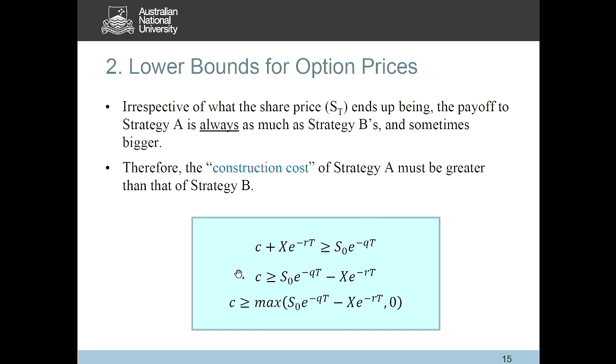Now, if you rearrange this equation, you get the lower bound for this European call option. And also because the call option value cannot be negative, since whenever the spot price is lower than the strike you can choose not to exercise, and it just finishes with a value of 0, I put the maximum in brackets. So either that or nothing.